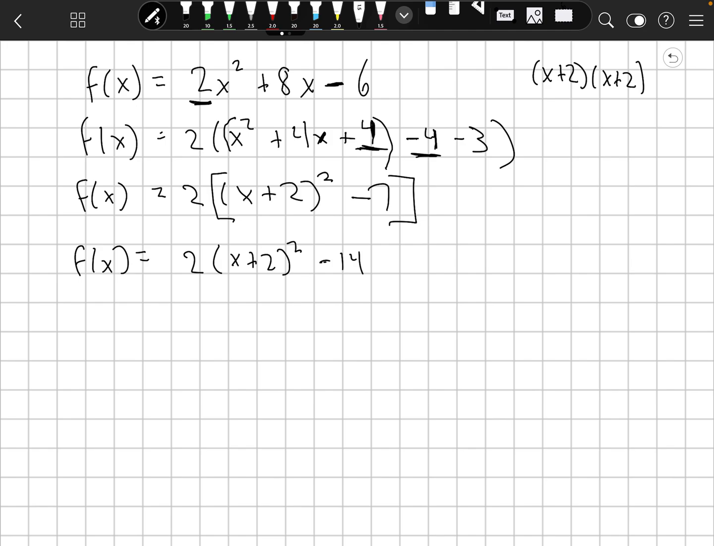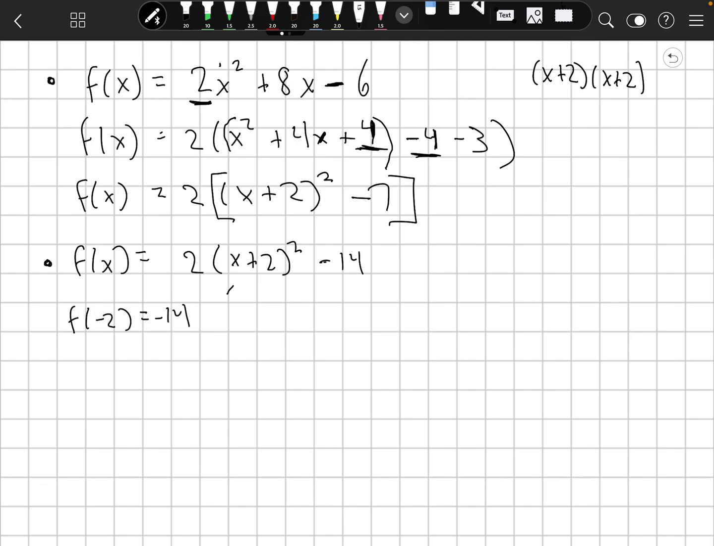If you were to graph this function and graph that function, they'd be the same exact function. Or if you were to put some numbers in for either function, they'd work out the same. Let's verify that. Let's put f of negative 2 in, just to make it easy. So up here, negative 2 squared is 4 times 2, that's 8. And negative 2 times 8 is negative 16, so we get negative 16 plus 8, that's negative 8, and minus 6 is negative 14.